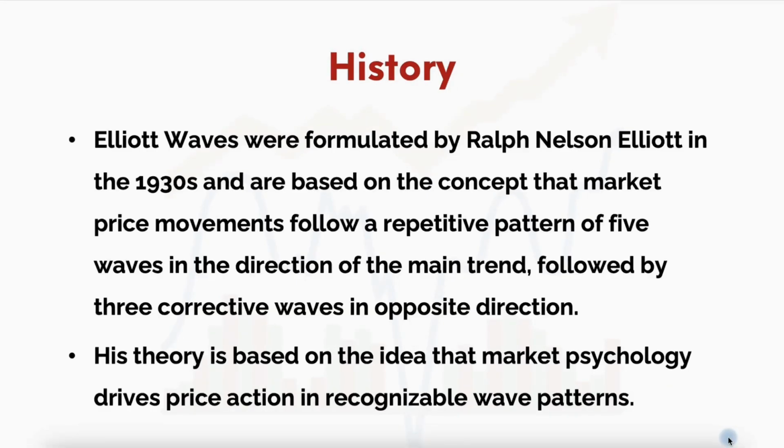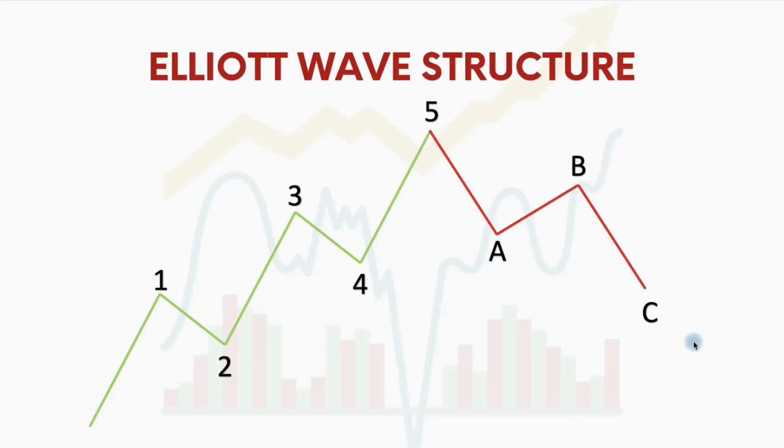His reasoning was that the behavior of the market participants is predictable, and that it reflects in the charts in the form of waves. So this is how an Elliott wave structure looks.